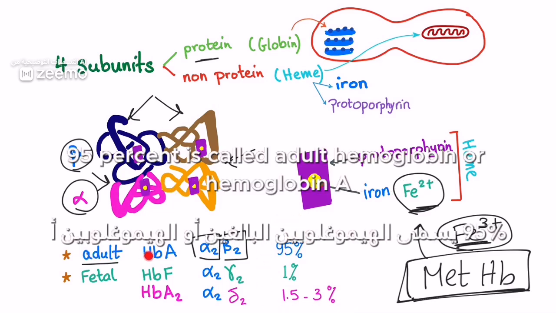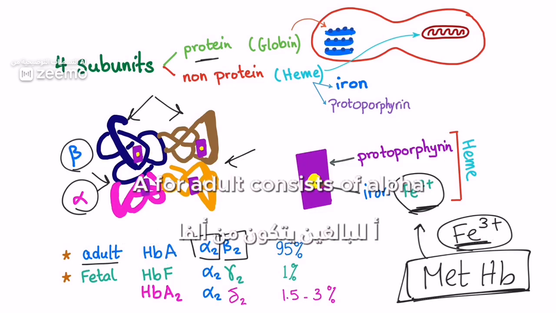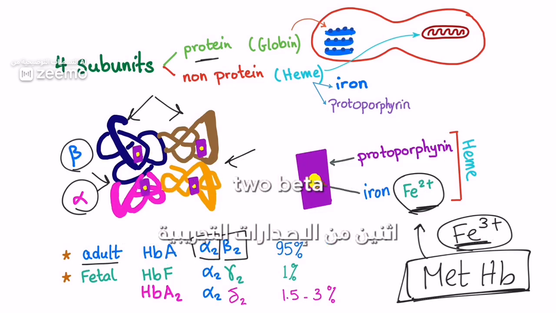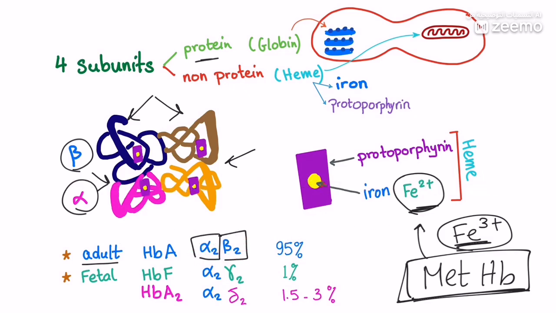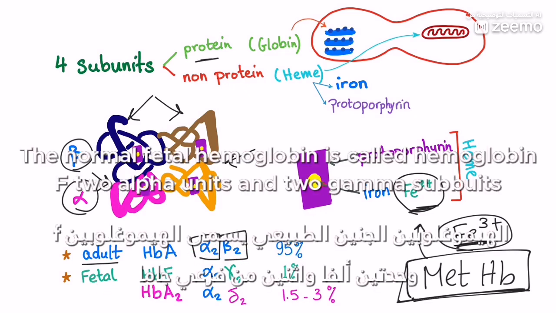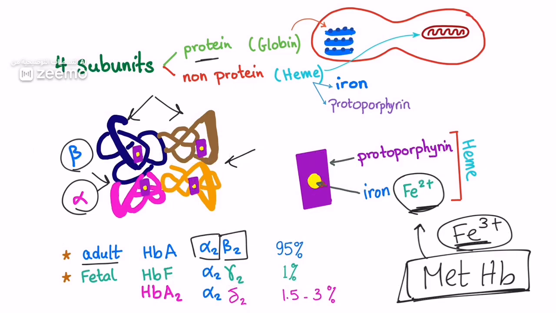Okay, in adults, hemoglobin has different types. 95% is called adult hemoglobin or hemoglobin A. A for adult. Consists of alpha 2, beta 2, means 2 alpha subunits and 2 beta subunits. The normal fetal hemoglobin is called hemoglobin F, 2 alpha subunits and 2 gamma subunits. But in adults, it only contains or constitutes 1% of the total hemoglobin.